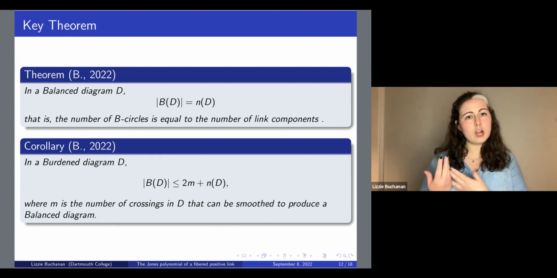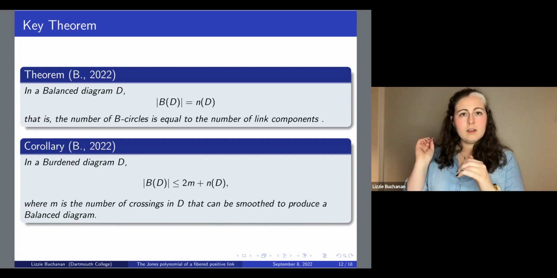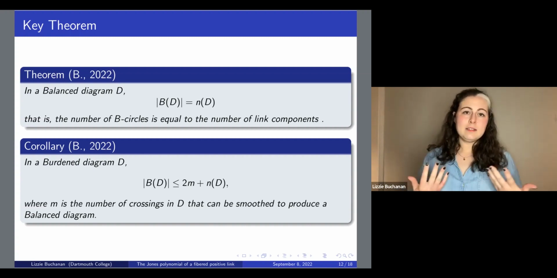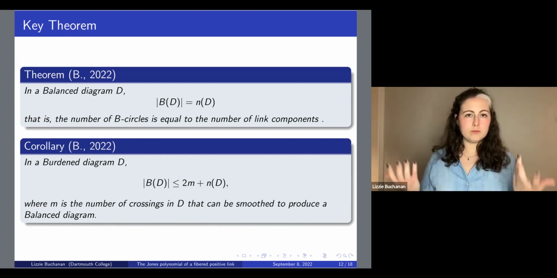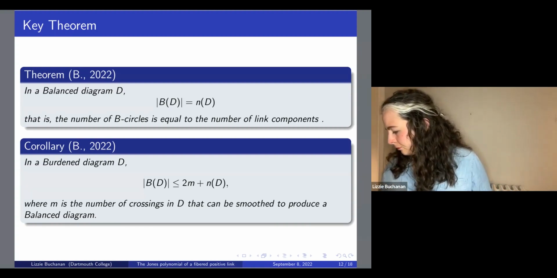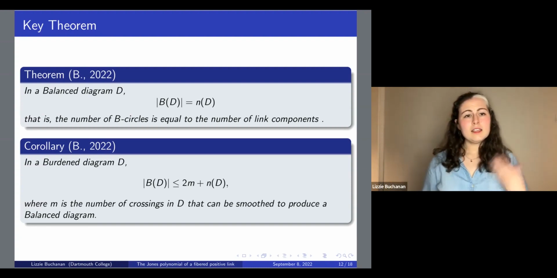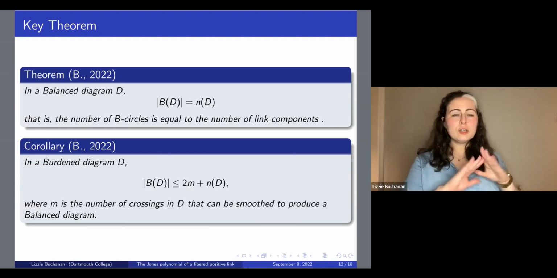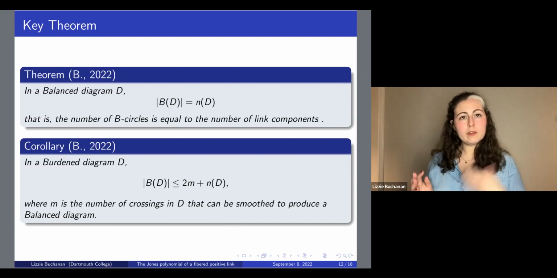So really this is the number of crossings in the burdened diagram that, if you smooth them away, you would get a balanced link diagram. So here, smoothing if you smoothed according to the orientation. So for a positive link, that's also equivalent to smoothing in the A smoothing. And again, this inequality can then later be inserted into known inequalities about the maximum degree of the Jones polynomial for positive links to end up giving us our theorem.